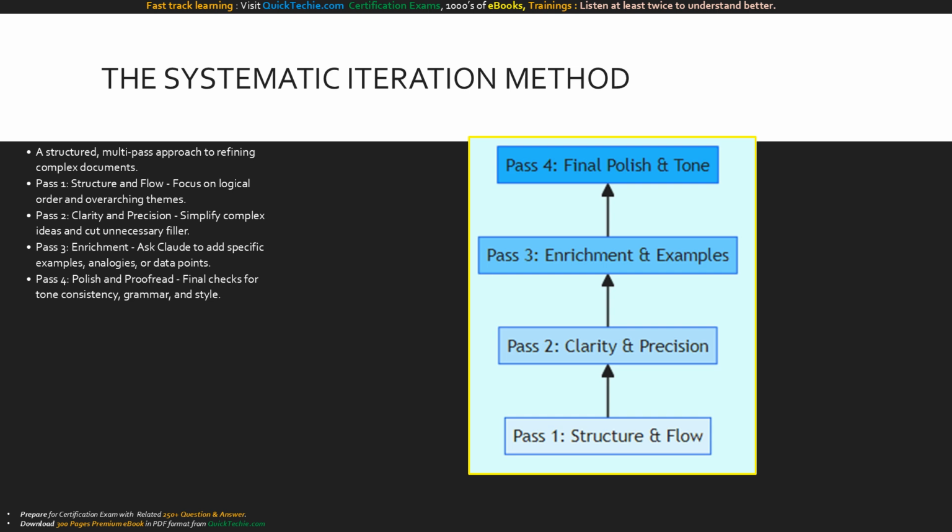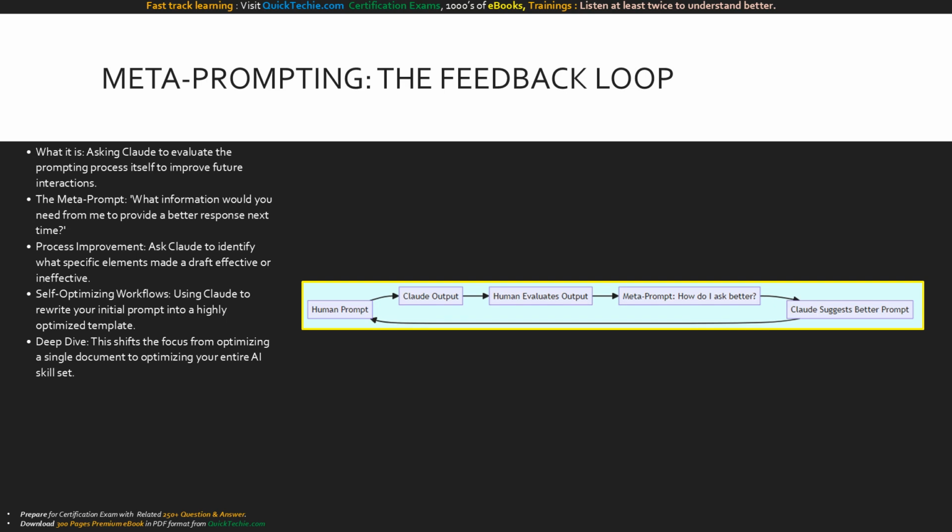This layered stack diagram visualizes how we build a document's quality from the ground up. At the foundational base, we have Pass 1, structure and flow. We must ensure the foundation is solid before moving up. Next is Pass 2, where we refine clarity and precision. Building on that, we reach Pass 3, injecting enrichment and examples to make the content engaging. Finally, at the very peak, we apply Pass 4 for the final polish and tone. You cannot polish a structure that is fundamentally broken, which is why iterating through these layers sequentially guarantees a high-quality end product.